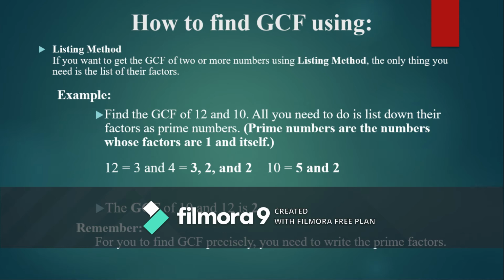What is the highest common factor between these two? Again, 12 has 3, 2, and 2. 10 has 5 and 2. What is the highest common number between these two numbers? Yes, you're right, the number 2. Therefore, the GCF of 10 and 12 is 2. Remember, for you to find GCF precisely, you need to write the prime factors of each number.